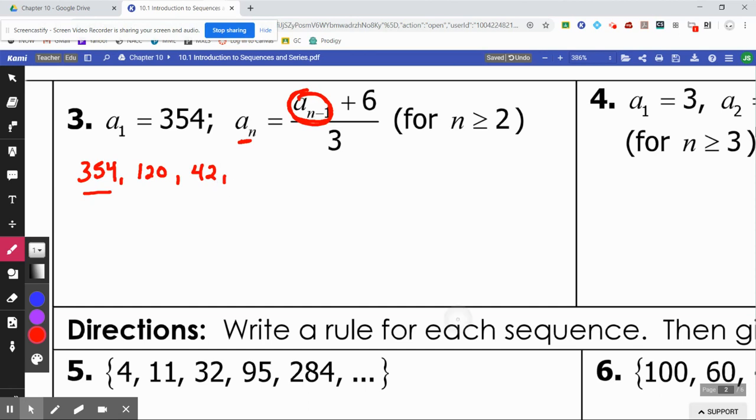How do you find the next term? You add 6, you divide by 3. 48 divided by 3 is 16. And then to find the last term, you're going to add 6 and divide by 3 again. That's 16 plus 6, which is 22, and we've got to divide that by 3. Since it's not divisible, we can just leave it as 22 thirds.